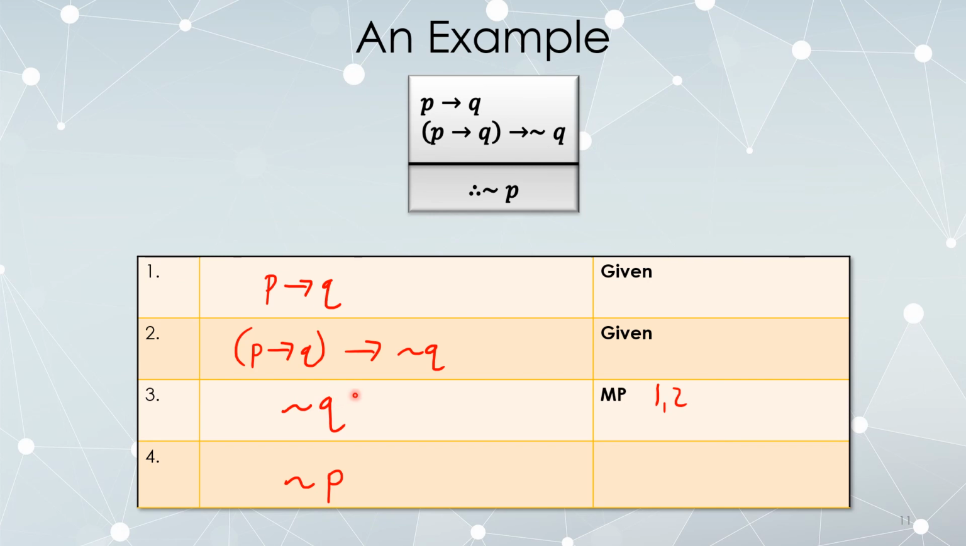So now, what can I do to get out a not P? Well, here's a hint. I'm going to refer to lines 1 and 3. If I'm referring to lines 1 and 3, I'm referring to a conditional statement and the negation of its conclusion, and what I'm hoping to get out is the negation of its hypothesis. From this conditional statement and its negated conclusion, I extract its negated hypothesis. That is exactly the rule, modus tollens.